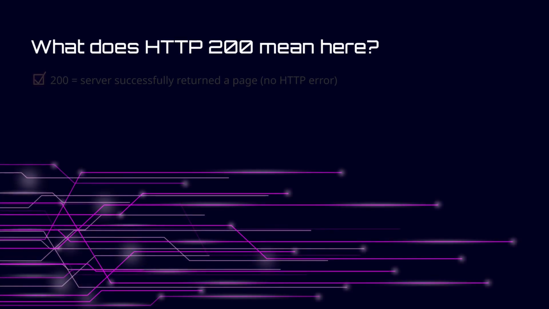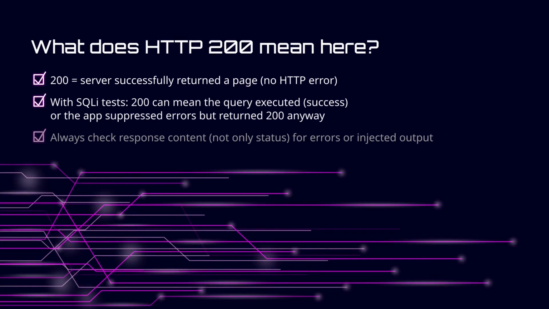A quick note about response codes. HTTP 200 means the web server successfully returned a page. It does not guarantee the SQL worked as intended. In our tests, a 200 response after a union payload often indicates the database executed the query and returned results. But some apps always return 200 even on internal SQL errors. That's why you should always inspect the response body. Look for SQL error text, unexpected blank rows, or your injected markers appearing, not just the status code.